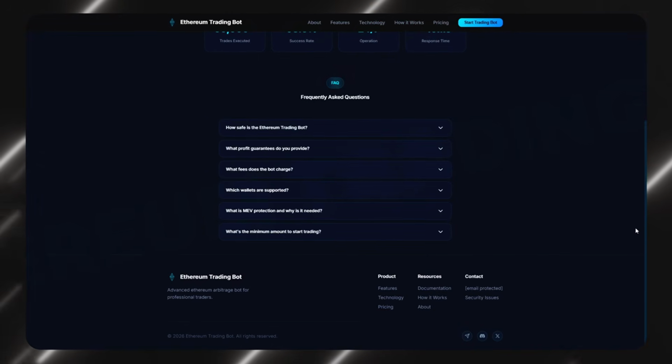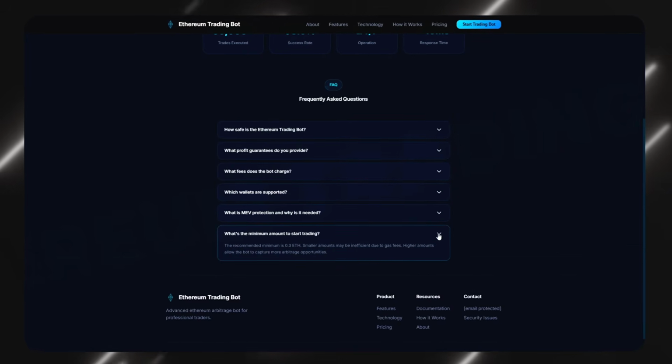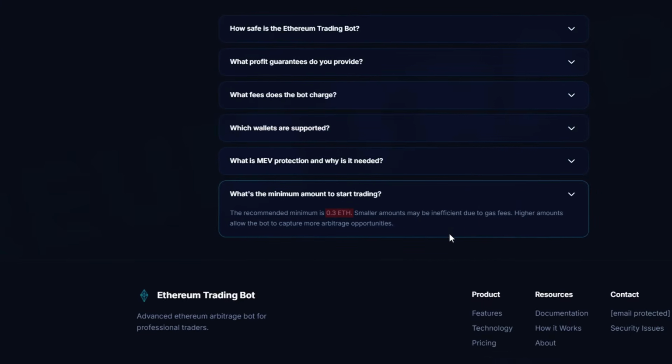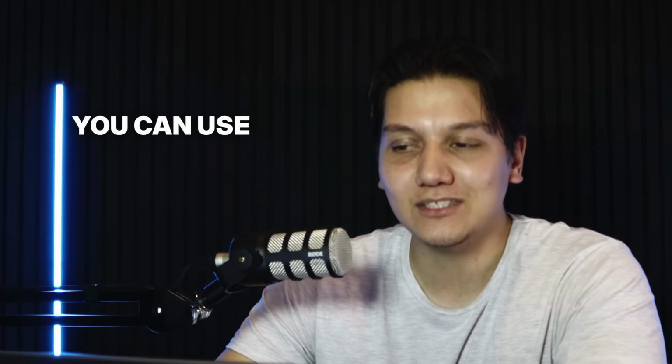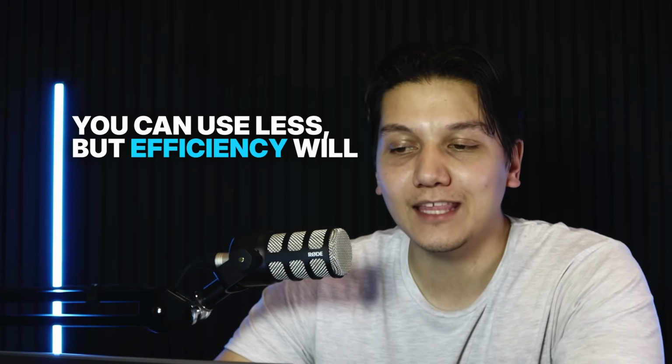Before the demo, it's important to note the recommended minimum deposit for stable performance is about 0.3 ETH. You can use less, but efficiency will likely be lower.